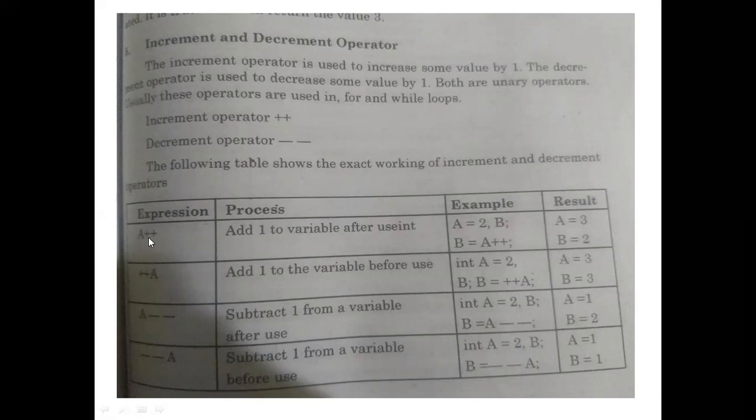So a plus plus will add 1 to the variable after using. For example, a equal to 2 and b. Now I assign b equal to a plus plus. So this plus plus is used as postfix, after the variable. First the current value of a, which is 2, will be assigned to b. After that the value of a will be increased to 3, 2 is increased by 1. So now the result will be b equal to 2 and a equal to 3.